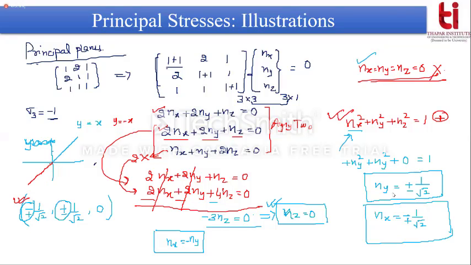Since we are not pointing to a particular section of the line or plane, the sign will not have that much physical importance. Yes, mathematically it is required. What I mean to say is that plus 1 by root 2 and minus 1 by root 2 will indicate the same plane. Okay?